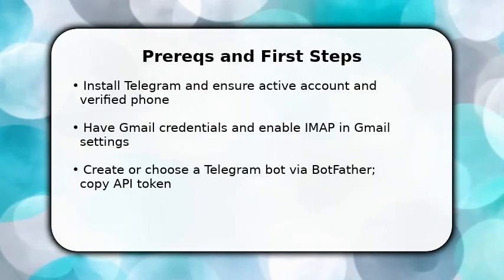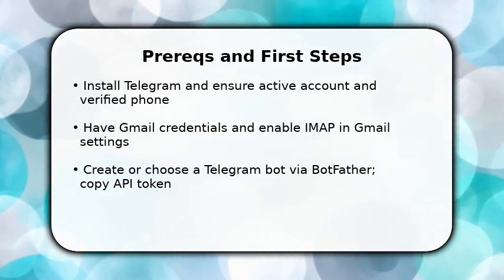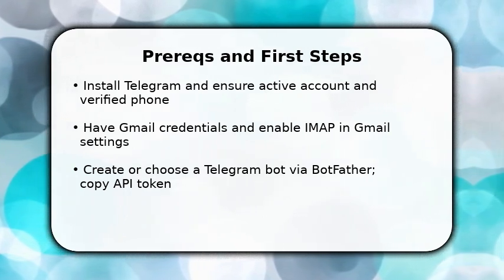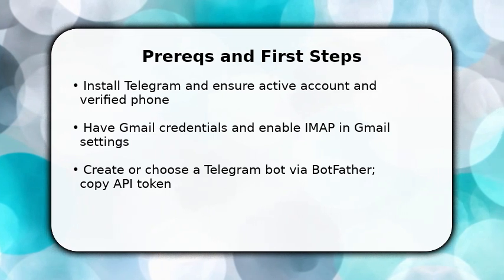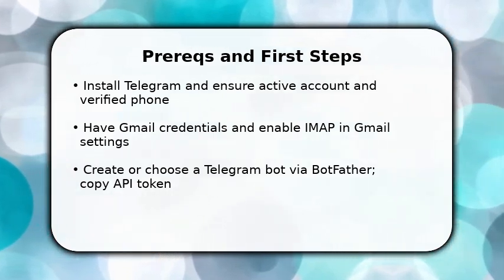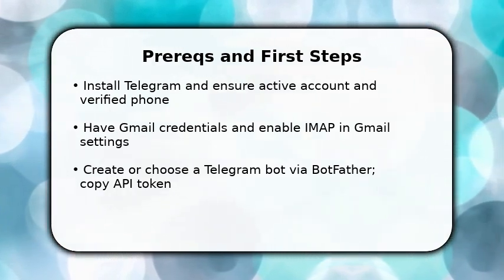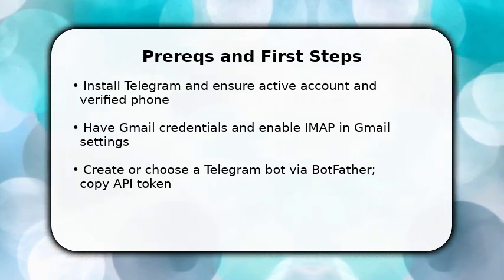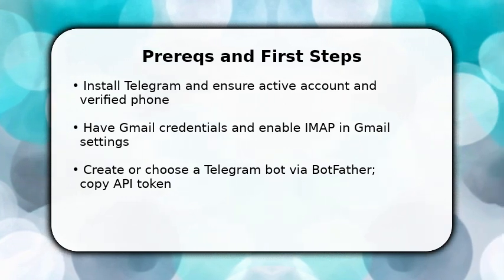You start by preparing access. Make sure Telegram is installed and your phone is verified, and turn on IMAP in Gmail because the bot needs mail access. Next, open BotFather and create a bot, then copy the API token and store it securely. Once done, you will also need OAuth or an app password, depending on Google settings. Choose an app password if you use two-step verification. This gets you ready to link the two services and proceed to configuration.